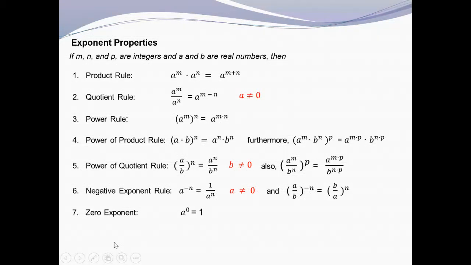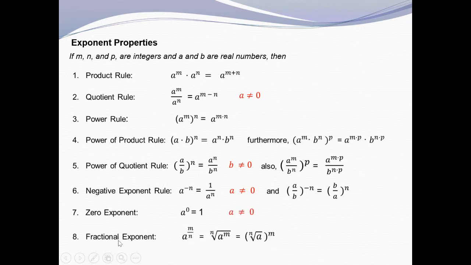This is called the zero exponent rule. Anything to the 0 power is equal to 1. For example, a to the 0 power is equal to 1. And I repeat, anything to the 0 power equals 1. And a cannot be 0.